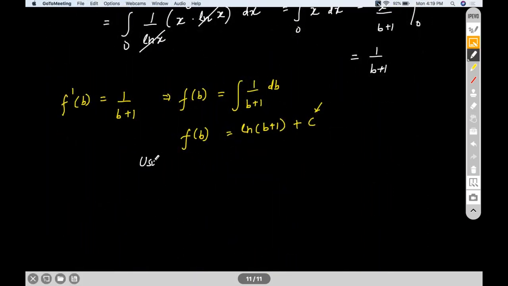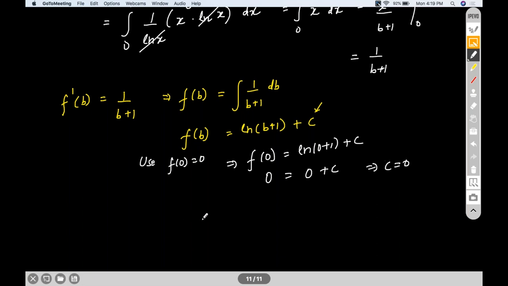Now let's use the fact that f of 0 is 0. It implies f of 0 is equal to ln of 0 plus 1, plus c. This is 0, ln 1 is also 0, so c is also 0. So here, if by mistake you would have forgotten c, you were safe actually. But don't expect that to happen every time. So here we are. This is my answer.